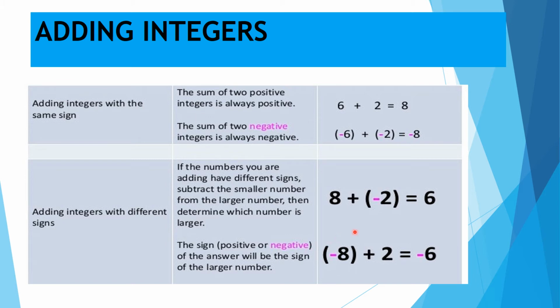Now see this case. Minus 8 plus 2. Now one is minus and one is plus. That is one is negative, one is positive. Again in such case you will subtract. So 8 minus 2 is 6 and you will put the sign of the larger number. So which is the larger number? The larger number is 8 and it is having negative sign or minus sign. So the answer will be minus 6.